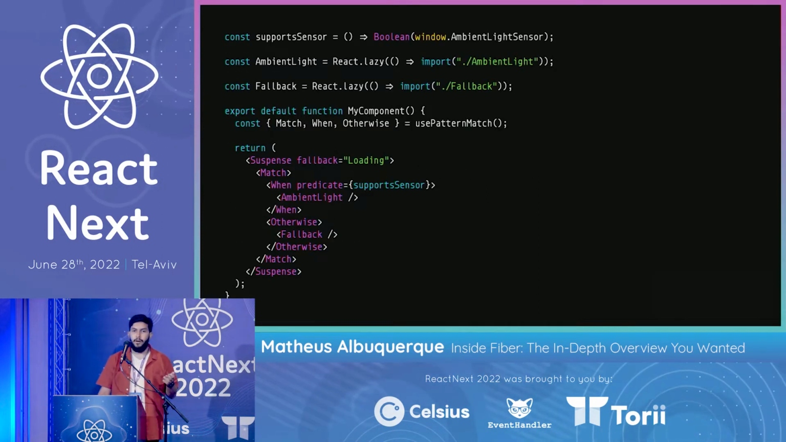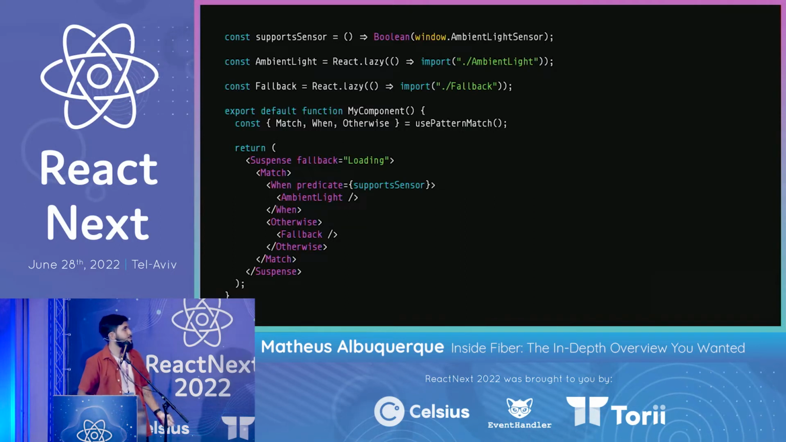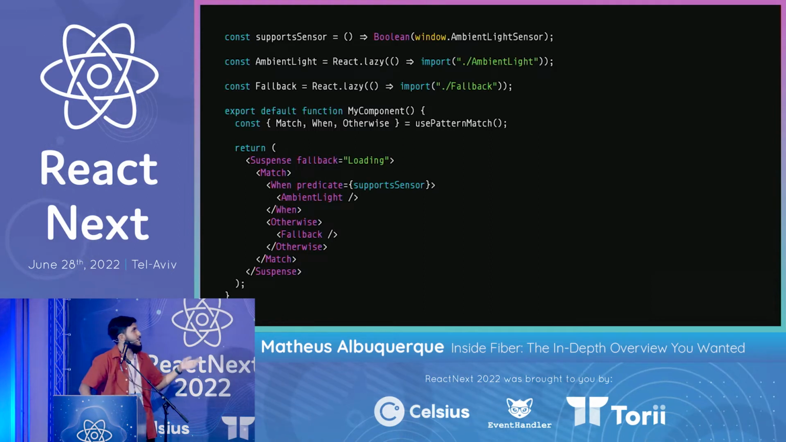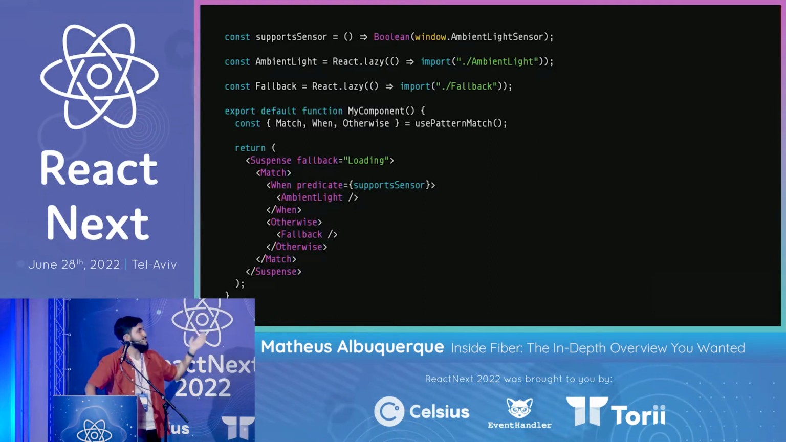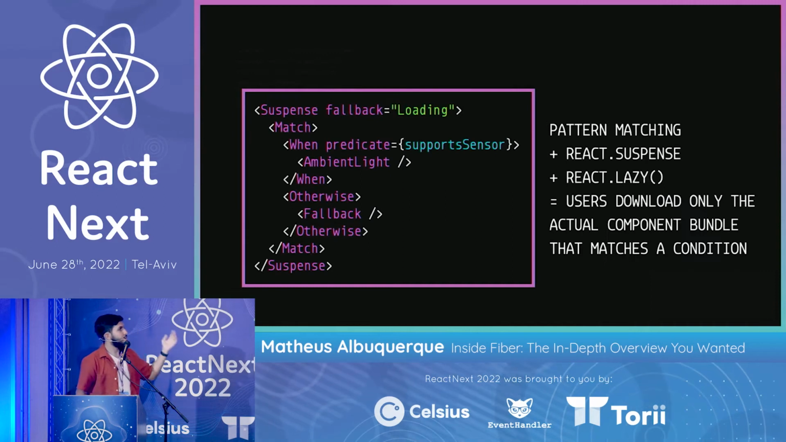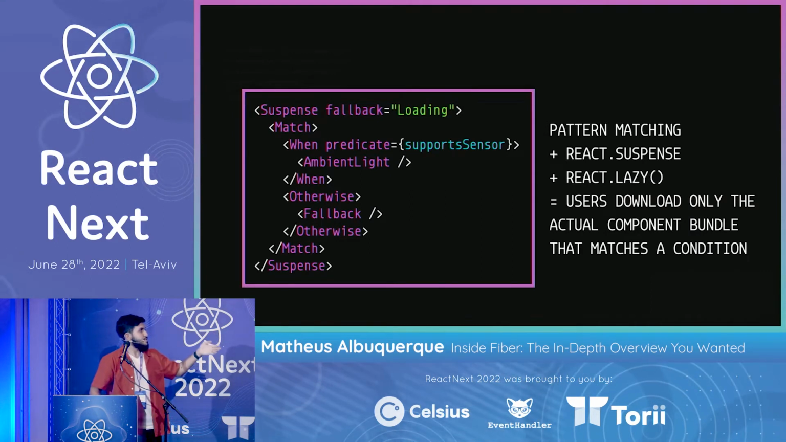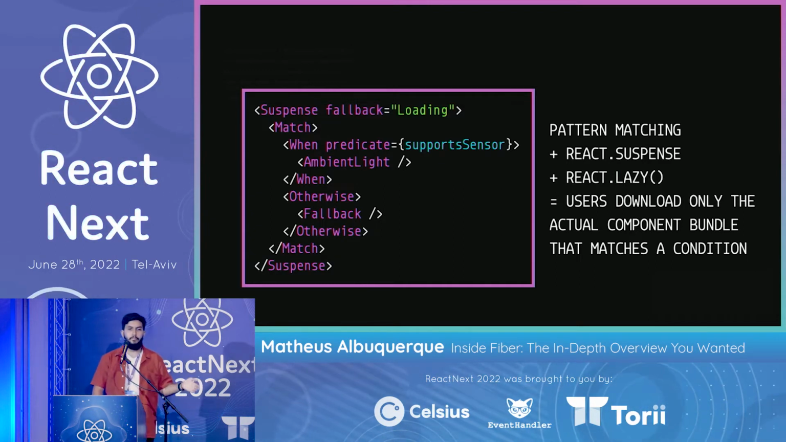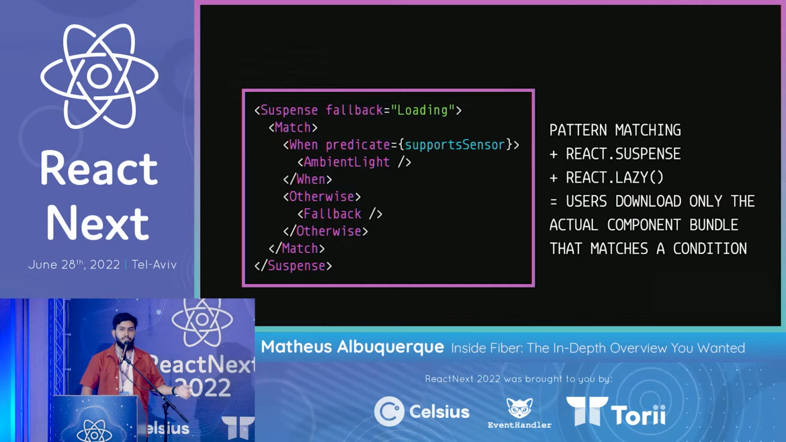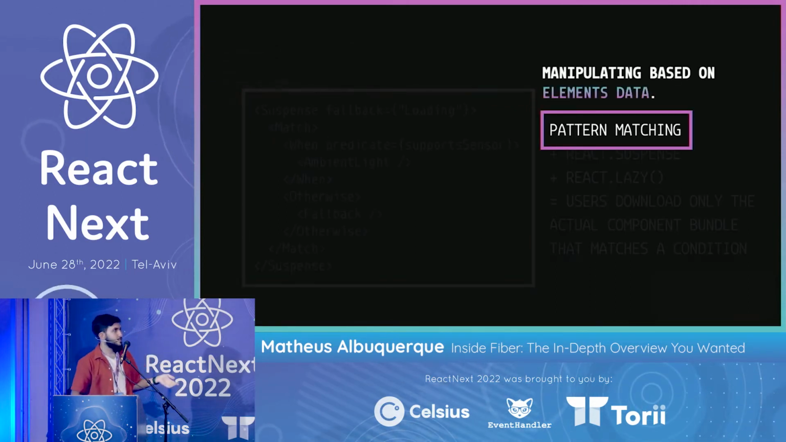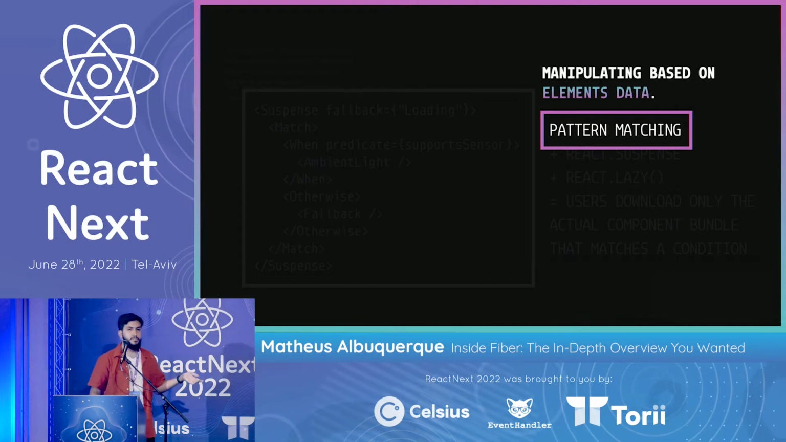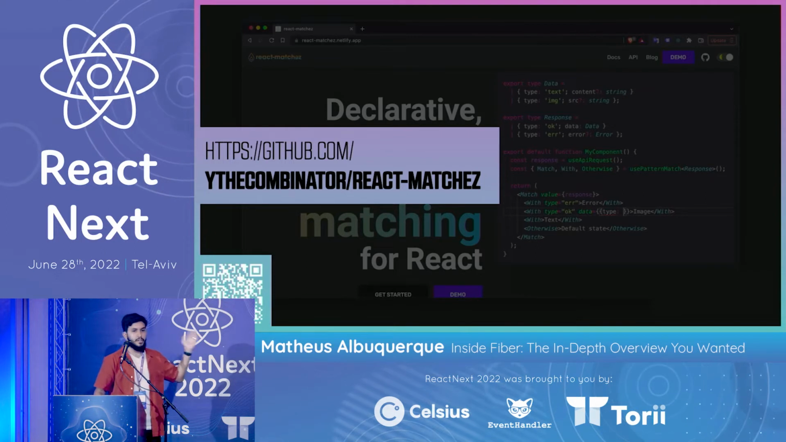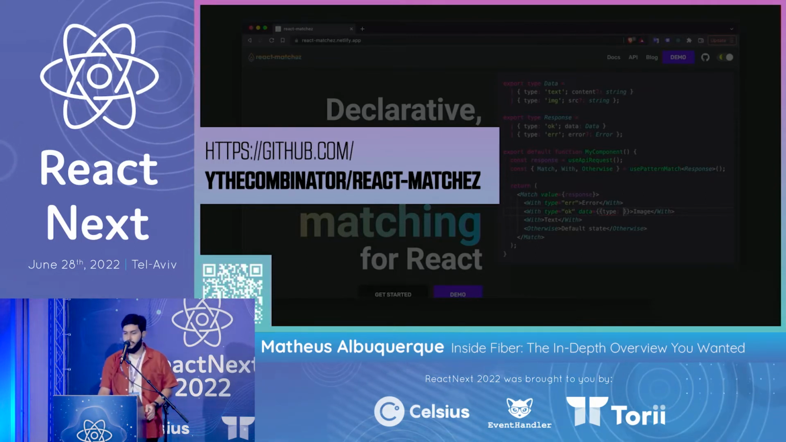And we can build more powerful abstractions on top of that. So here, for example, I'm using suspense and lazy, and I'm checking for the browser support for this API. So what we have here is we are using pattern matching plus those two things, and now the users are going to download only the bundle for the component that actually matches our condition. And everything because we can manipulate based on elements' internal data. If you want to check more about that, it's on GitHub, but it's in really alpha stages.